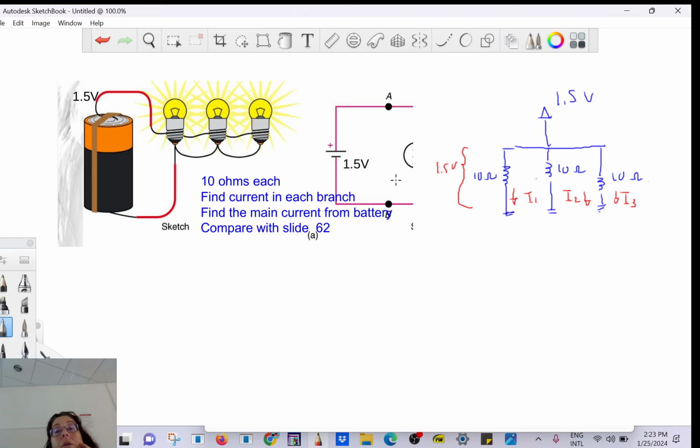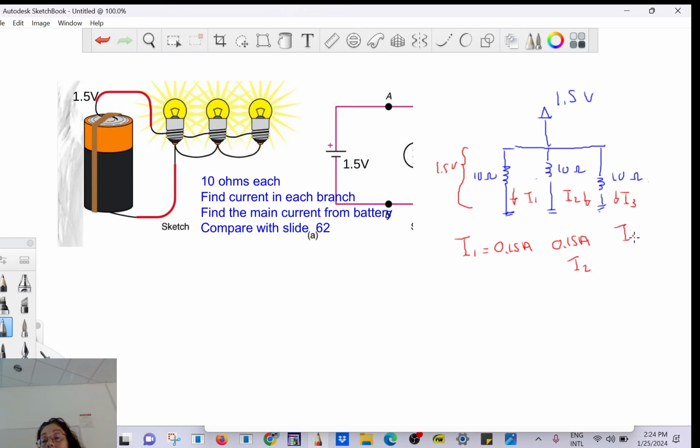Okay, so you use Ohm's law, right? So 10 times the current equals the voltage across the resistance. So I1 is going to be 0.15 amps. I2, the voltage drop is still 1.5, so it's going to be 0.15. So that's going to be I2.